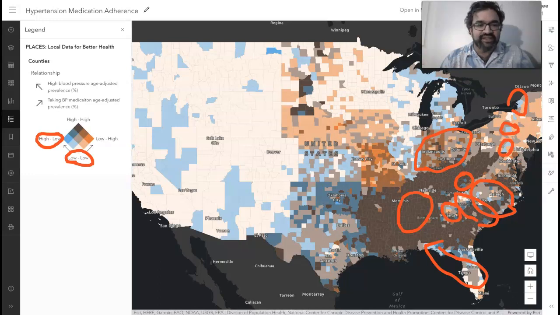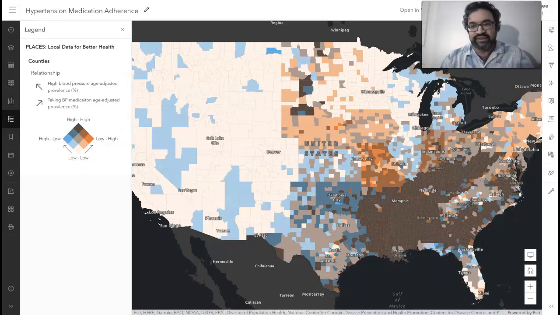And one other thing I want you to appreciate before we stop talking about this is the idea that you can measure adherence effectively using the PLACES dataset and the various datasets that are available to you. I hope this has helped you better understand hypertension and medication adherence and how all of that relates with each other in a geographic context.